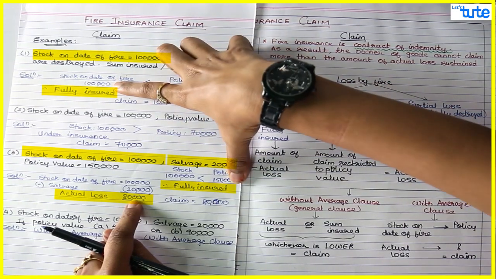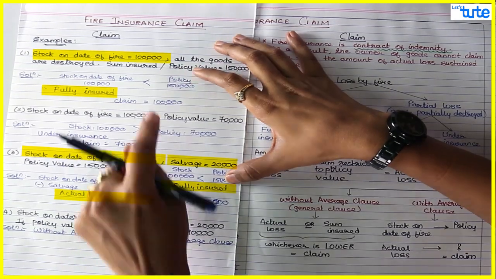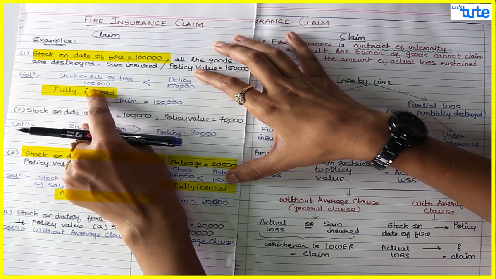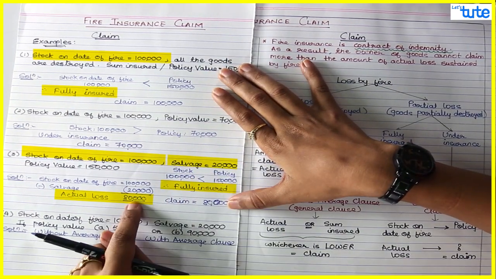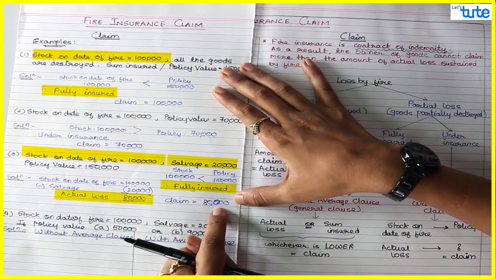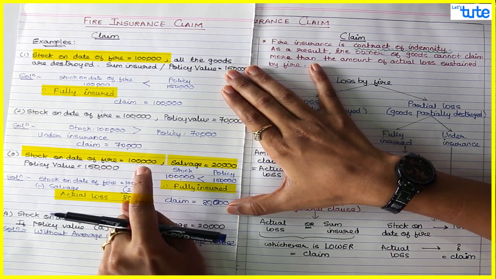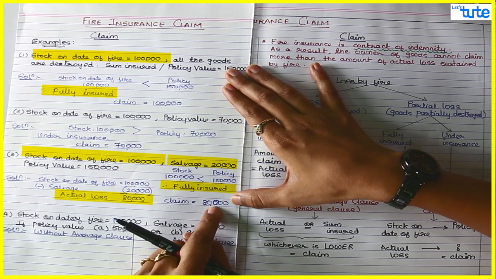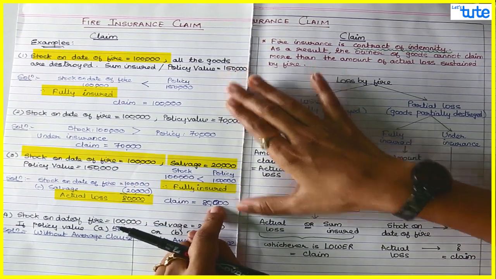So if your goods are fully insured, you get the claim of the actual loss you suffered. In this case, you suffered the actual loss of 1 lakh because the totally goods are destroyed. And in this case, actual loss is 80,000. So claim received is 80,000. Now the company will not pay you claim for 1 lakh because the company suffered the loss of only 80,000. So the insurance company will compensate you for only 80,000.